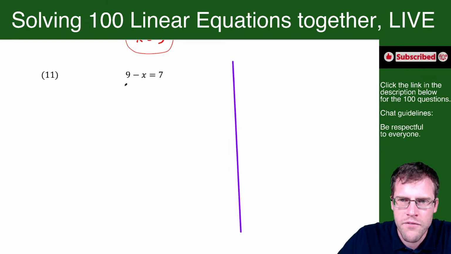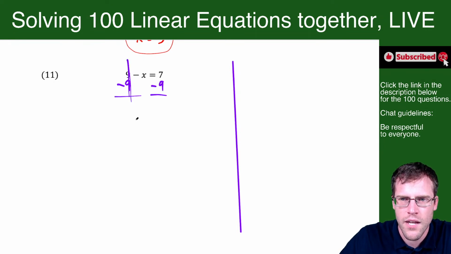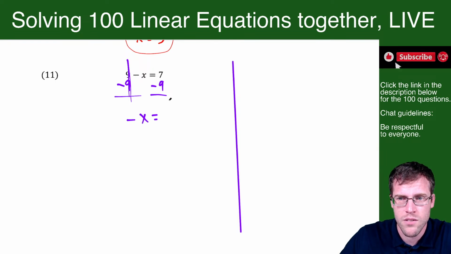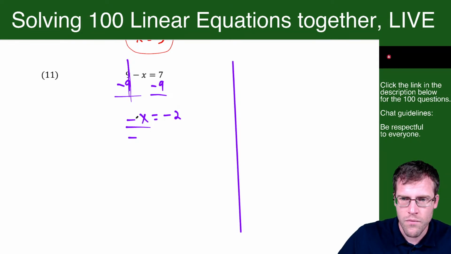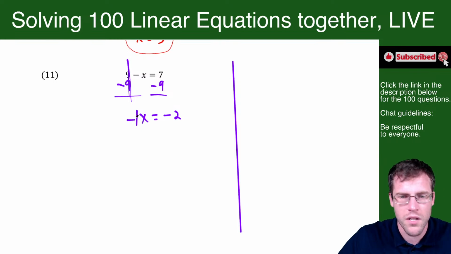One way of doing this is just say minus 9 on both sides. Now 9 minus 9 cancels, so this cancels out, and you have minus x equals. The most common mistake here is people just say x equals. They forget to bring the minus with it. And 7 minus 9 is negative 2. Then divide both sides by the coefficient here. If it's minus x equals, there's an invisible 1 here.